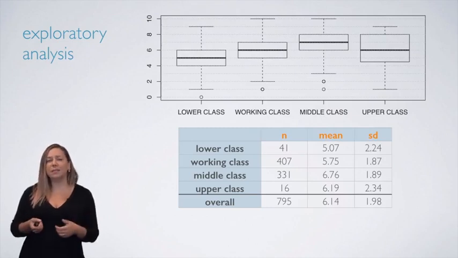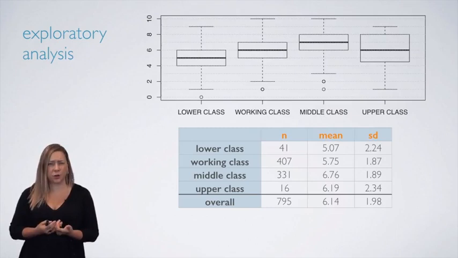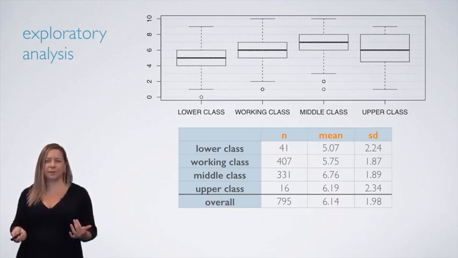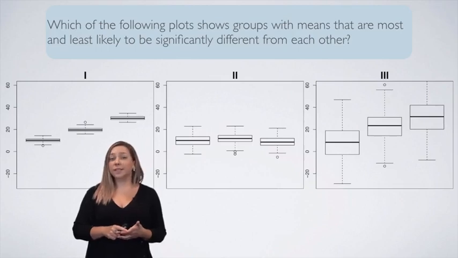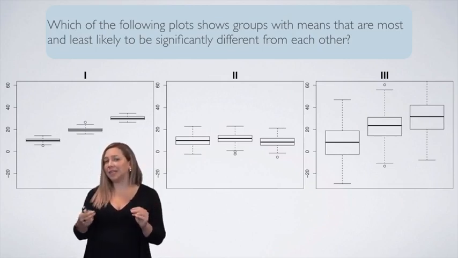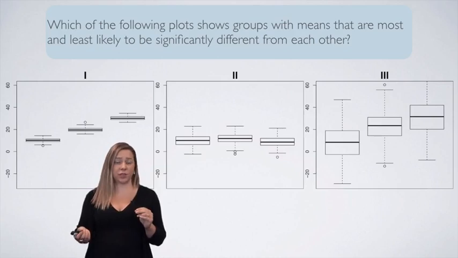We can see some differences between the groups, but we don't yet have the tools for determining whether these differences are statistically significant. Let's take a quick look at this question. Which of the following plots shows groups with means that are most and least likely to be significantly different from each other?